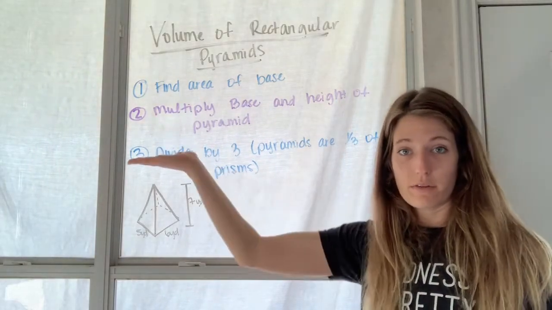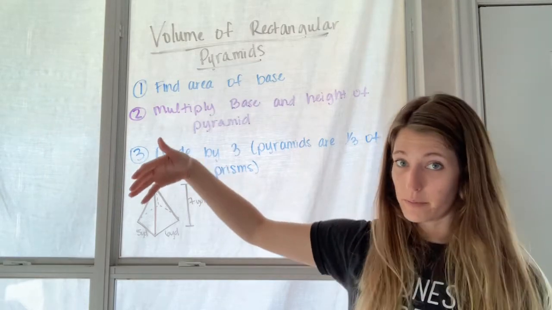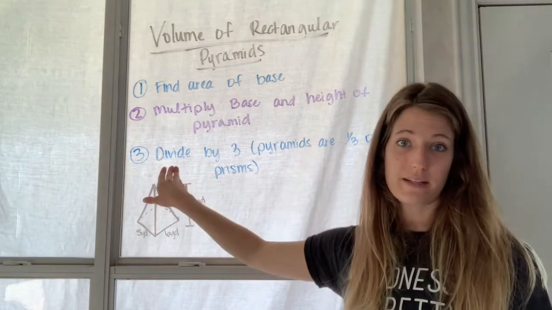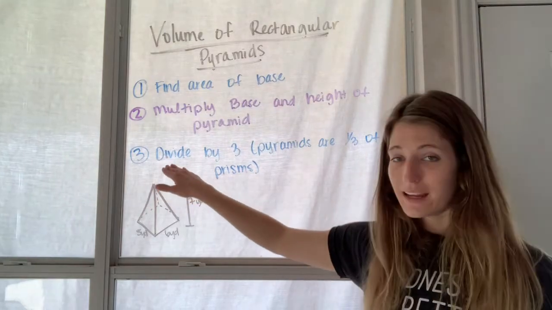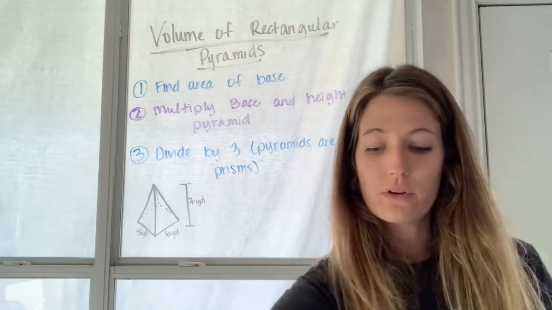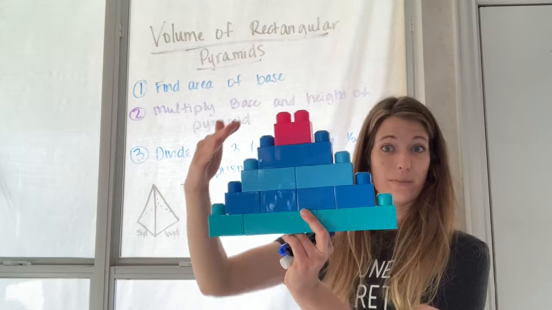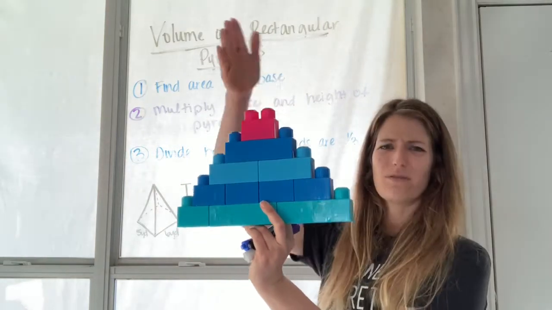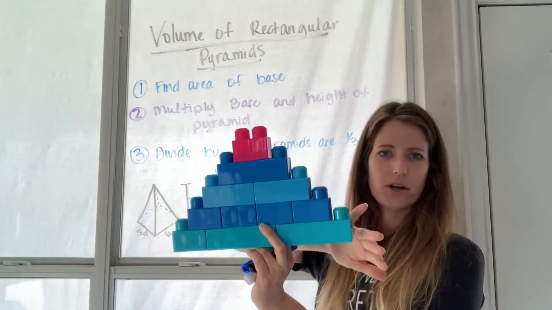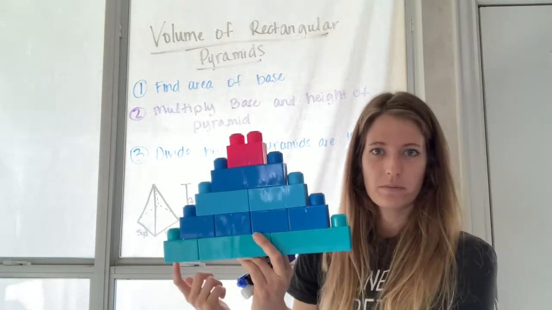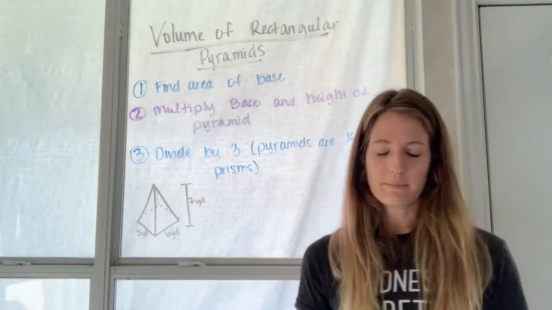Then we're going to go into the same step it is for prisms. We're going to multiply the area of the base times the height of my pyramid. Step 3 is where it gets different. We are always going to divide by 3 because if you notice in pyramids, they taper up. So it's like cutting off all of that side.